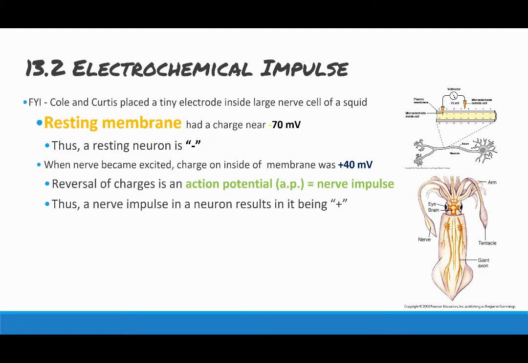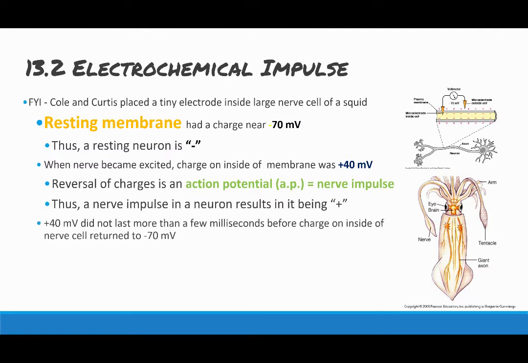Okay, so what they realized is a nerve impulse or action potential is a change of the charge on the inside of the axon from negative 70 millivolts to a positive charge that lasted for a few milliseconds before it returned back to its negative 70 millivolts resting membrane potential.